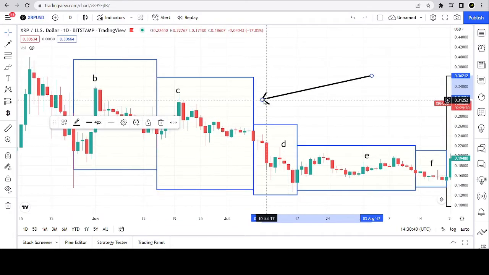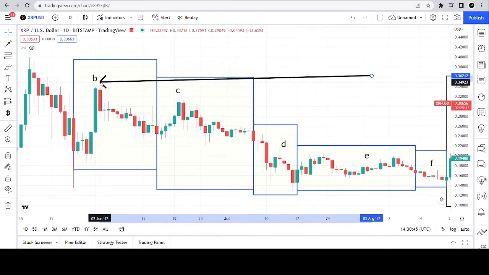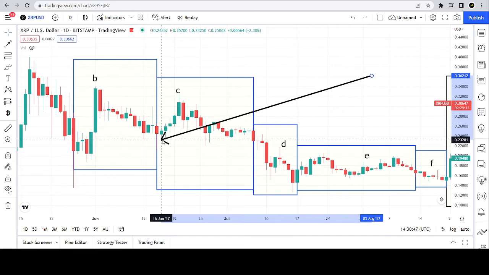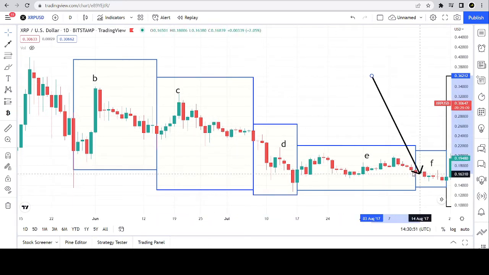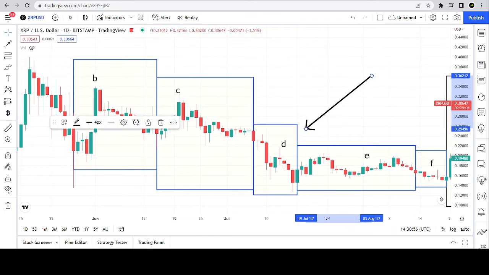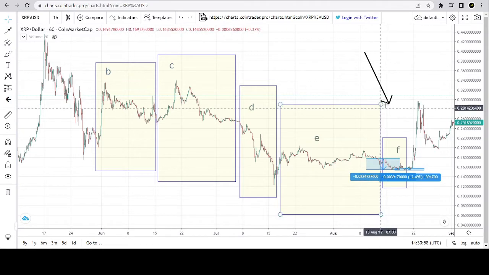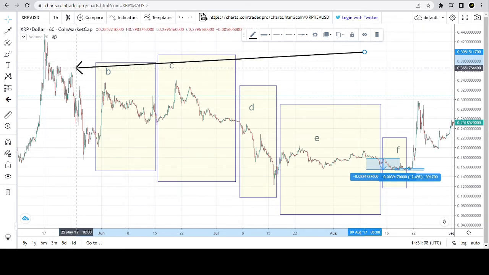So back here in May 2017, price went up, came crashing back down, and this took place on a very short time frame, so it's hard to actually see some of these characteristics of these declining fractals. But if you go over to CoinTrader Pro, you can see I have it on an hour time frame. CoinTrader Pro allows me to look at historical data on a much smaller time frame.